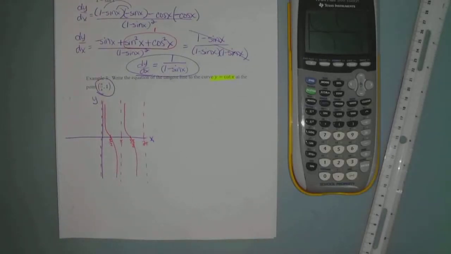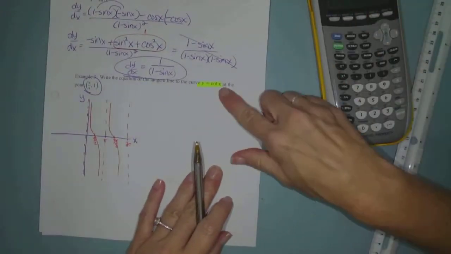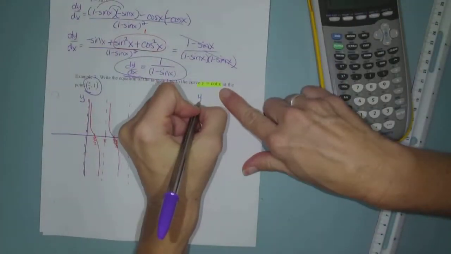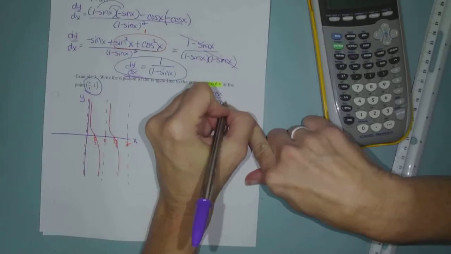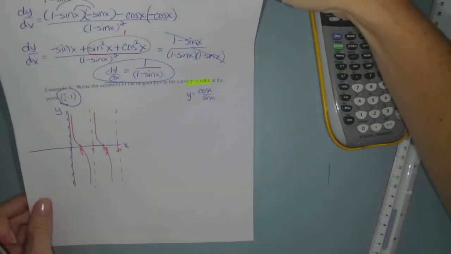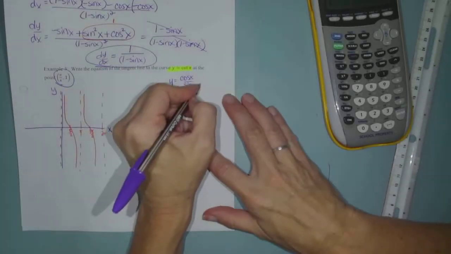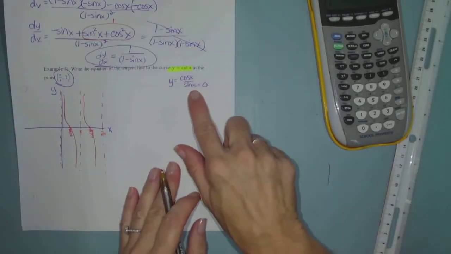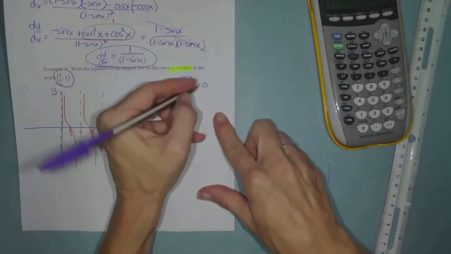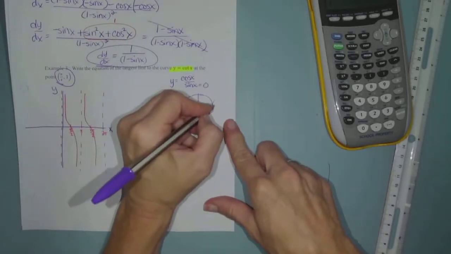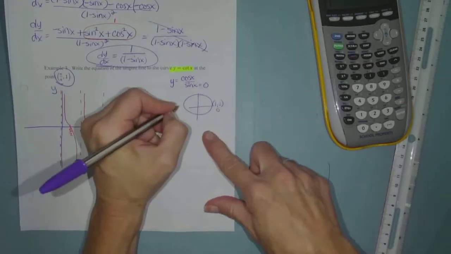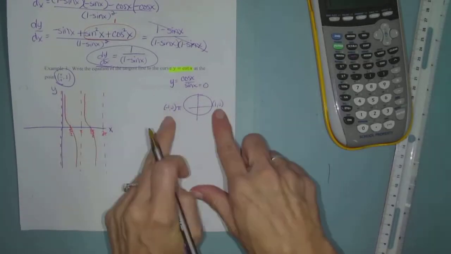Now here's what's really interesting. If you were to rewrite cotan x as cosine x over sine x, and you wanted to know where these vertical asymptotes are, you set the denominator equal to 0: sine x equals 0. Then think about your unit circle, where is the second coordinate 0? Well, here at 0, and here at pi.